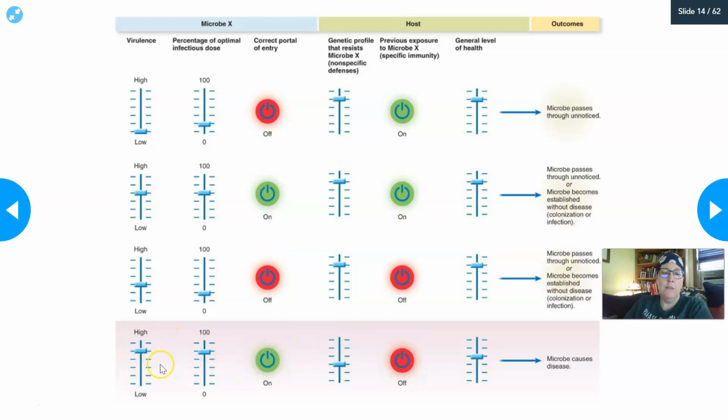And then here, if you have a high virulence organism and you get a good dose of it in the correct portal of entry, your genetic profile for resisting the microbe is already down. Let's say maybe you have an autoimmune disease or some of these other underlying conditions like diabetes that make you just not able to fight it off real well. You've never seen it before. So that's some of the problem with coronavirus here. It's a novel virus, so nobody really has immunity to it, at least at the beginning. And your level of health is kind of like halfway there. Then this microbe can cause disease.